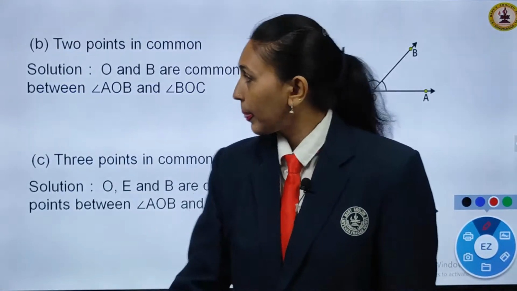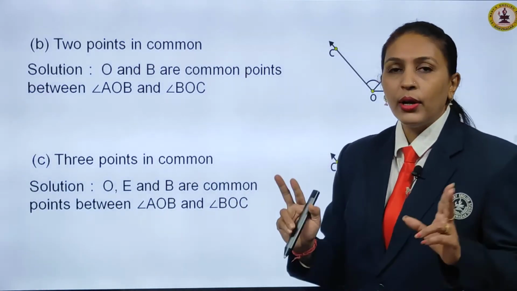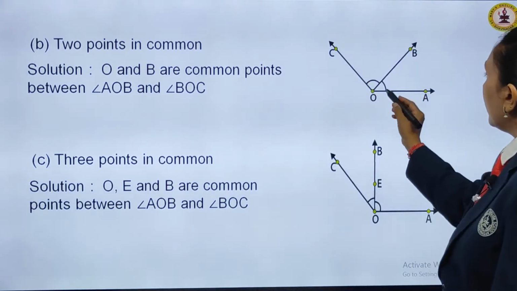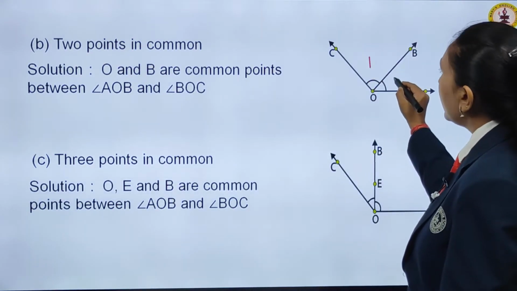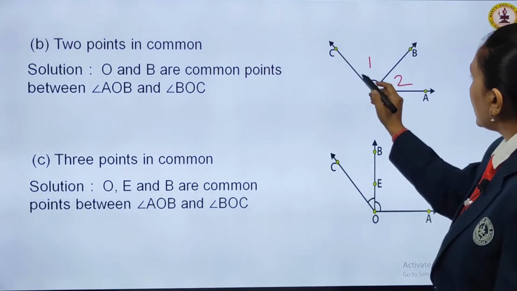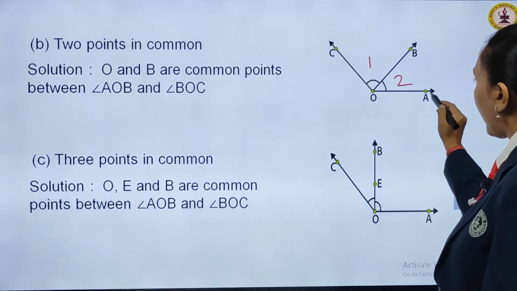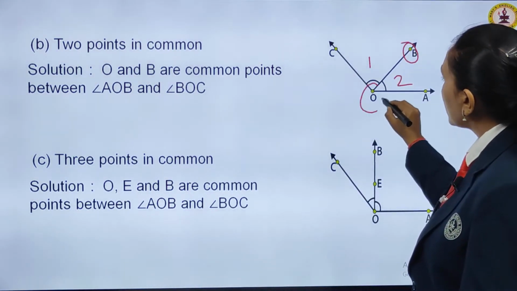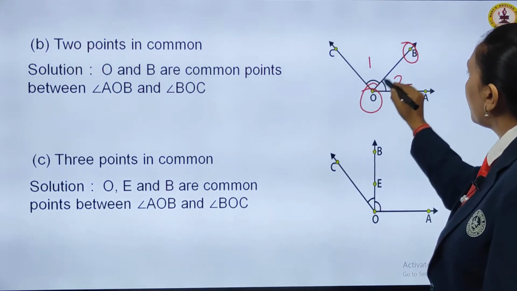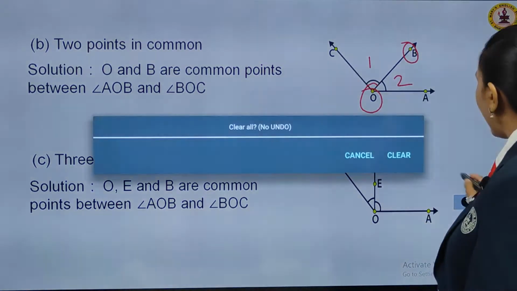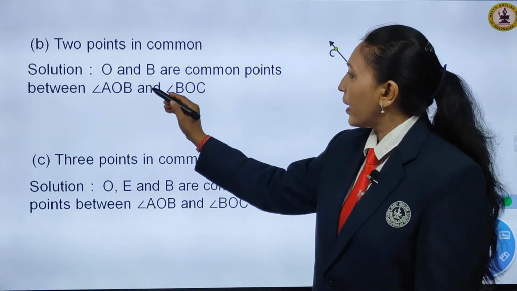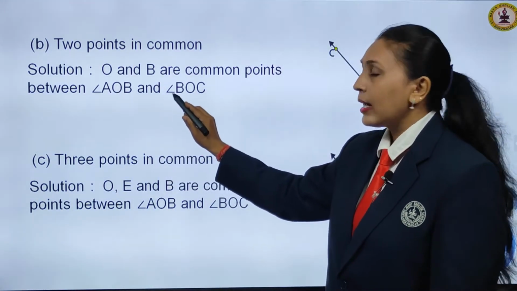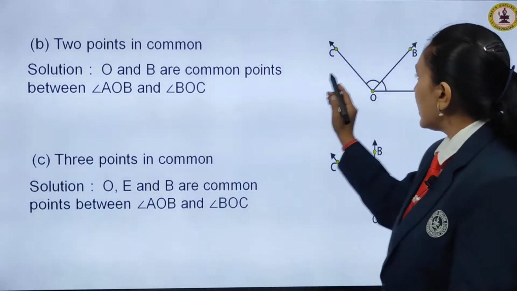Second, two points in common. Now we have to draw two angles such that they have two points in common. You can see here, suppose I take this as angle 1 and angle 2. You can see this angle BOC and BOA have two points in common. Which are those two common points? Point B and point O. You can see both of them share the common points B and O. So you have to draw the diagram according to the given condition. So O and B are the common points between angle AOB and angle BOC. That is the second question.